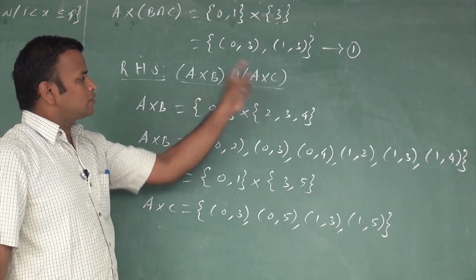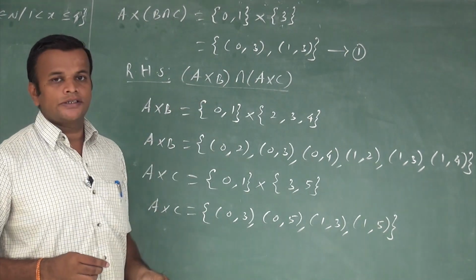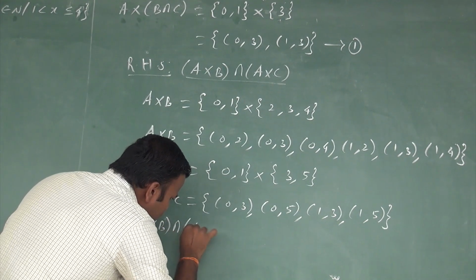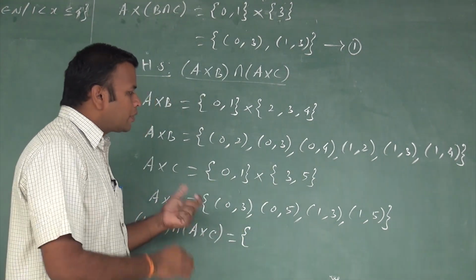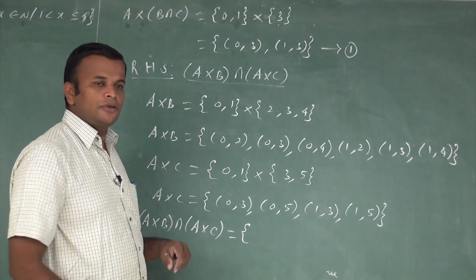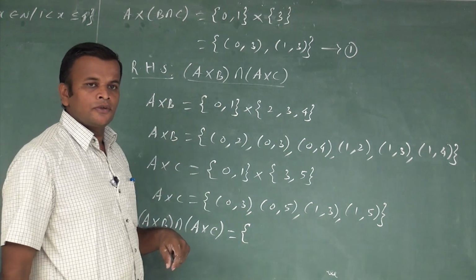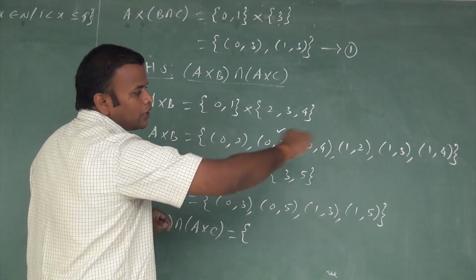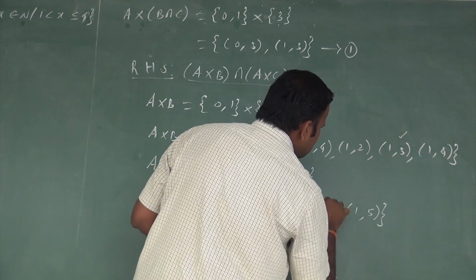Now we have these two Cartesian products, A cross B and A cross C, and we find the intersection of these two sets, A cross B intersection A cross C. You know how to find the intersection. Intersection means common. So what are the common ordered pairs in A cross B and A cross C? You see 0, 2 lies in A cross B, but in A cross C, 0, 2 is not there. So 0, 3 is the second one. Here also 0, 3. Next, you identify if anyone is common in both sets. We check. Yes, another one is 1, 3.